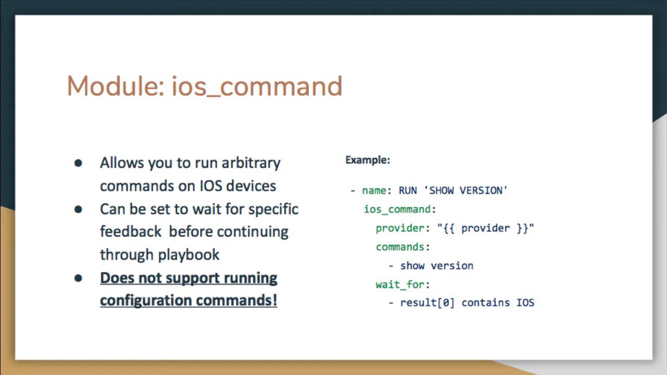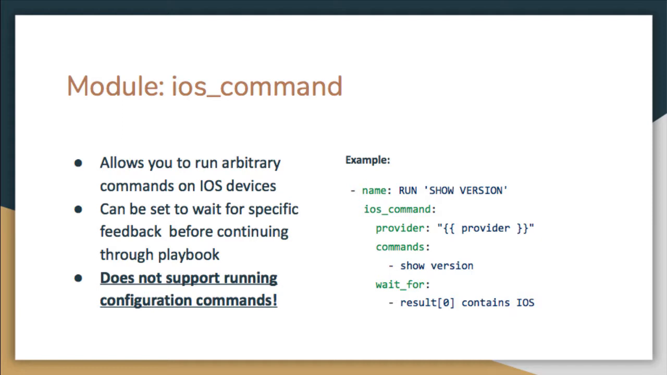I'm kind of jumping around the bullets, but as you see in the example, this wait for allows you to look within the feedback that the module is getting from the iOS device to make sure it contains certain things. So in this show version example, we're going into iOS command, which is our module, and under that we're given a provider, which is what we talked about in the set fact module. We're saying, hey, this is the device you're acting upon. This is the login credentials for that device. The command we're passing is show version. That's like you type in the literal command that you want to run on the device.